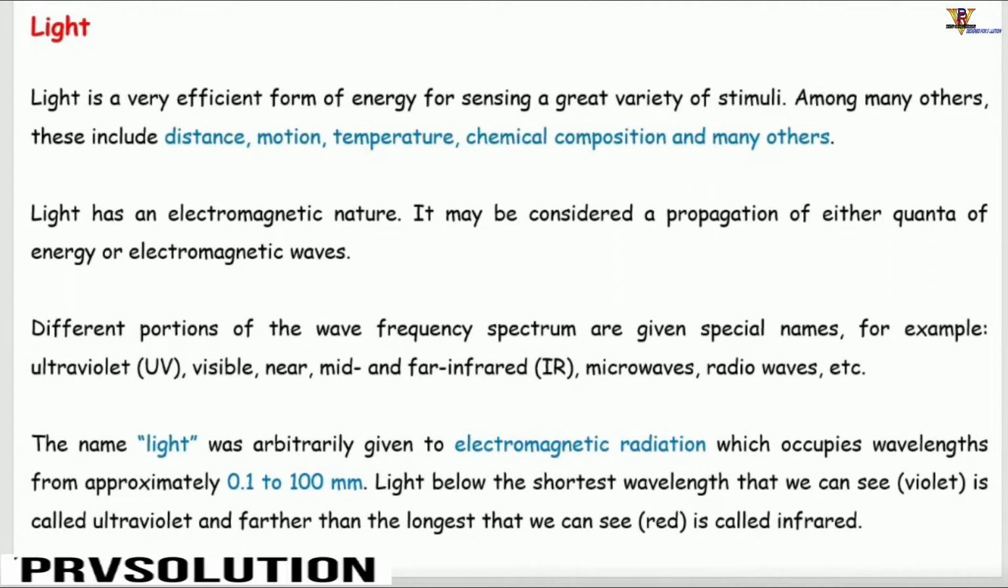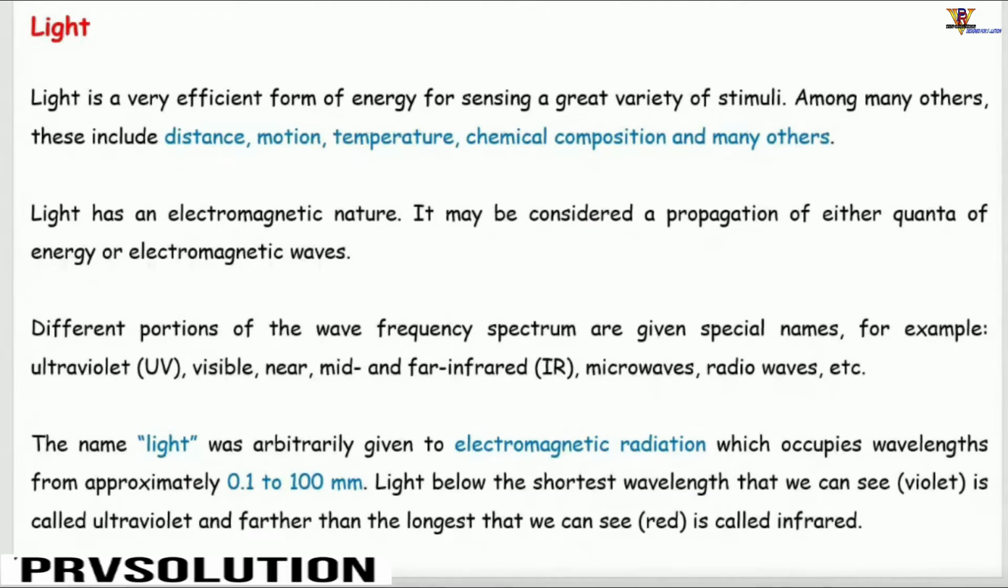The different portions of the wave frequency spectrum are given a special name. For example, ultraviolet light, visible light, near infrared light, mid infrared light, far infrared, microwave, radio waves, millimeter waves, X-rays, gamma rays, like that. So the different names are given. And these frequencies definitely have some energy. So the frequency and power, both things they have.